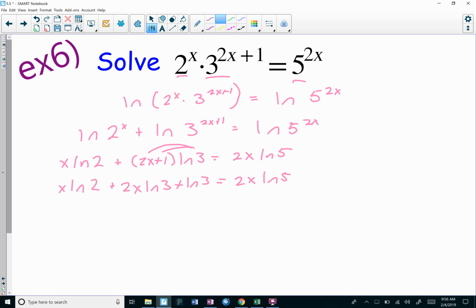Okay, now I need all the x terms together. This one's kind of a tricky one because there's no really way to avoid some negatives. If I took this over, then this would have to be negative. I could take these two over, they would be negative. I'm going to try to leave this term positive, so I'm going to take these two over. There's no nice way to do this one. Okay, now that I have them on the same side, factor out an x.